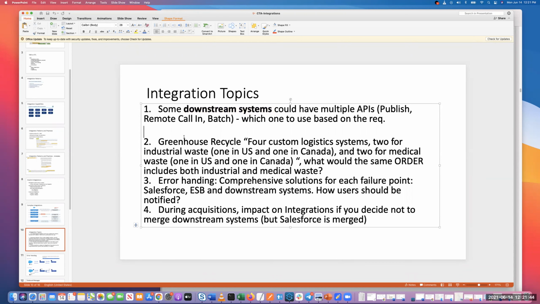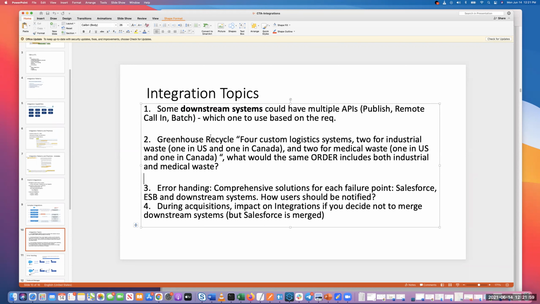So if you have multiple APIs, which one to use, right? Batch might be good if it's high volume, but if you want data in real time, batch might not be the right solution, right? So just think about those scenarios.